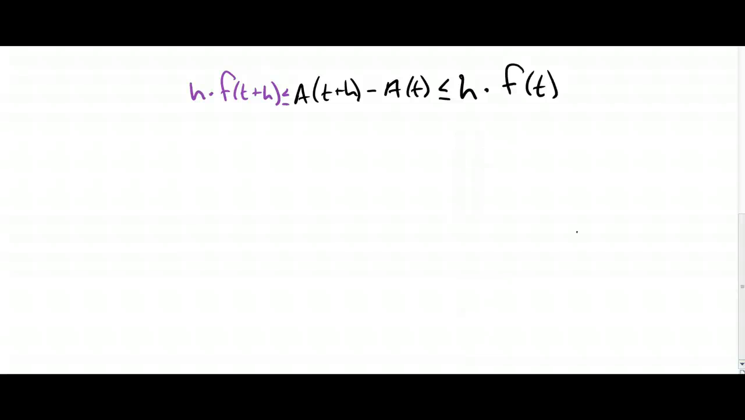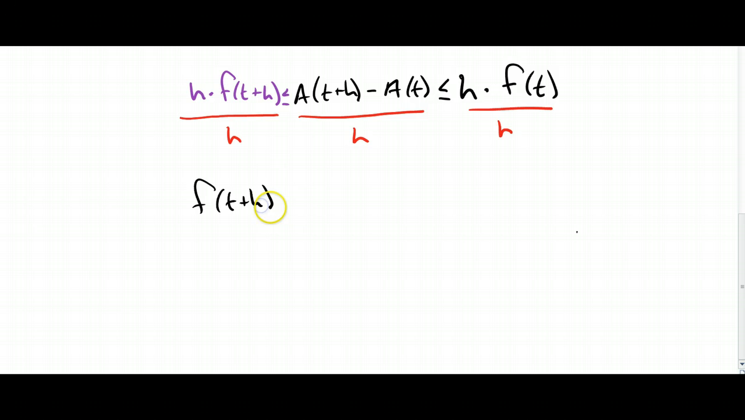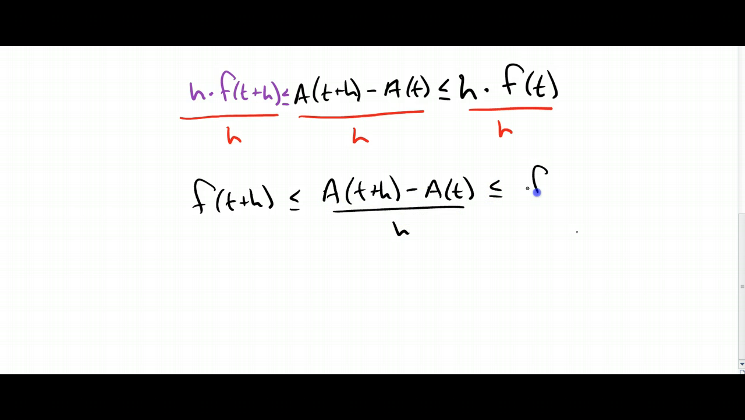Now it comes time to play around a little bit with our inequality here. So I'm going to take this inequality, and because h is a positive value, I'm not going to change a single thing if I divide every single piece by h. Now what that leaves us with is f of t plus h less than or equal to A of t plus h minus A of t divided by h less than or equal to f of t.